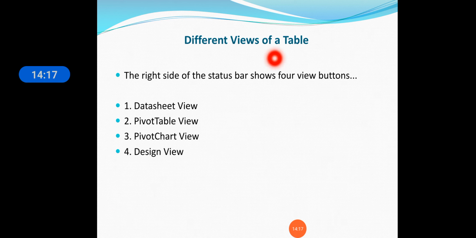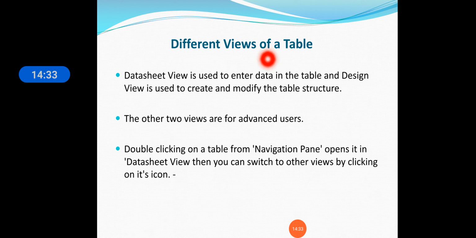Okay, different views of a table. The right side of the status bar shows 4 view buttons: datasheet view, pivot table view, pivot chart view and design view. These are the 4 types of views in which you can see the table. Datasheet view is used to enter data in the table, and design view is used to create and modify the table structure. The other two views are for advanced users.